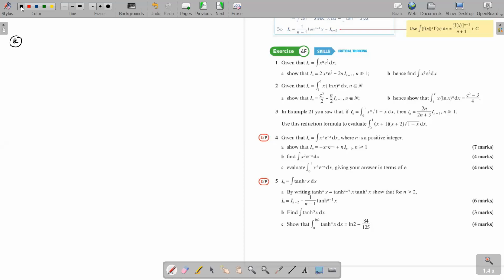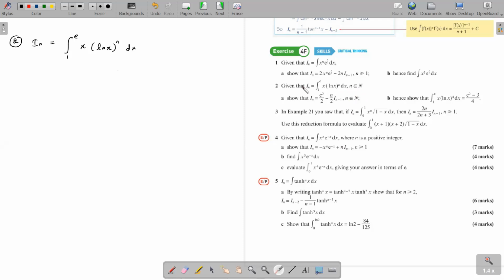Okay, question number 2, they have told you I n equals the integration, so it's a definite integration, from 1 to e of x times ln x to the power n dx, where n is an element of the natural numbers. Okay, so basically it's the counting numbers, only integers. Right. So how do we go about integrating this?